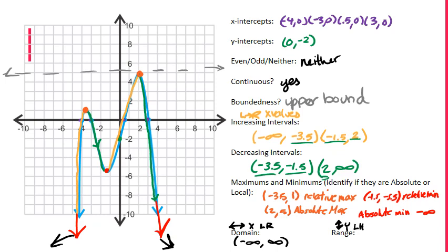For range, how low does it go? This graph goes forever low, so negative infinity, but it stops. It has boundedness. So the highest this graph goes is to 5. And I'm going to use a bracket. That 5 is included in the graph. It's included in how high that graph goes. So we're going to use a bracket. Okay?